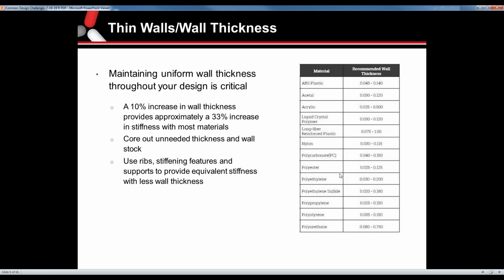Yeah, and if you've got questions, feel free to submit them during the webinar. If something's relevant, we'll try to answer it as we go. On this slide, we've got some recommended wall thicknesses for some of your more general plastics. Just something to keep in mind.